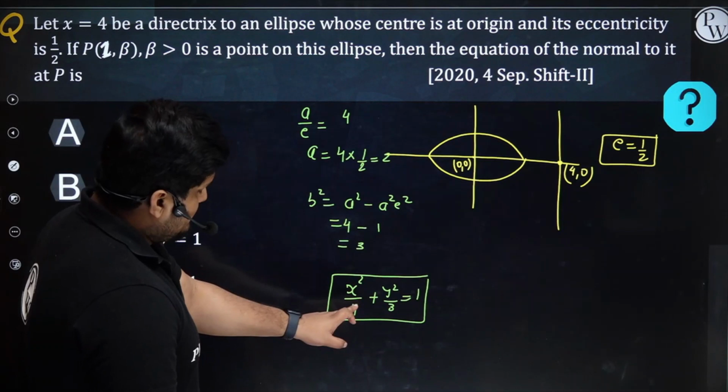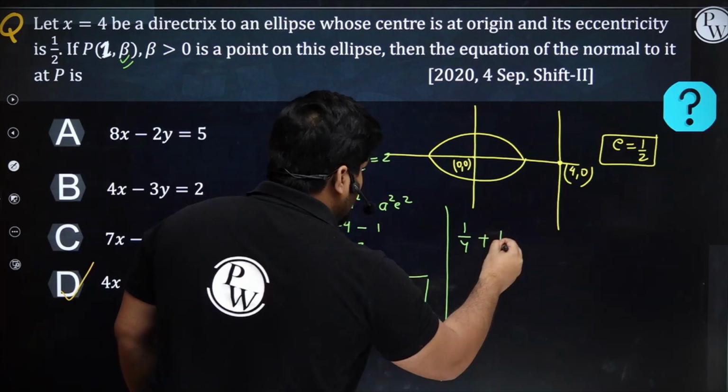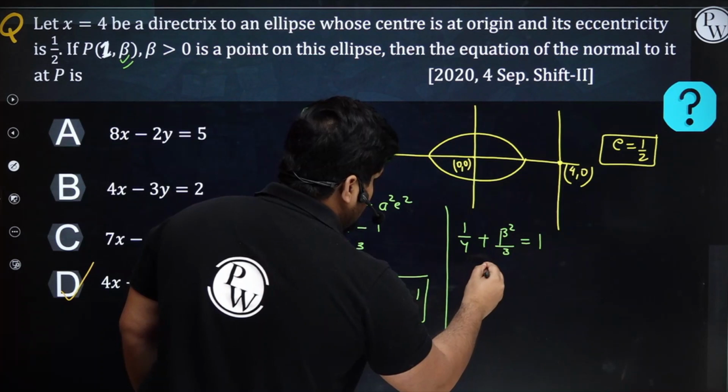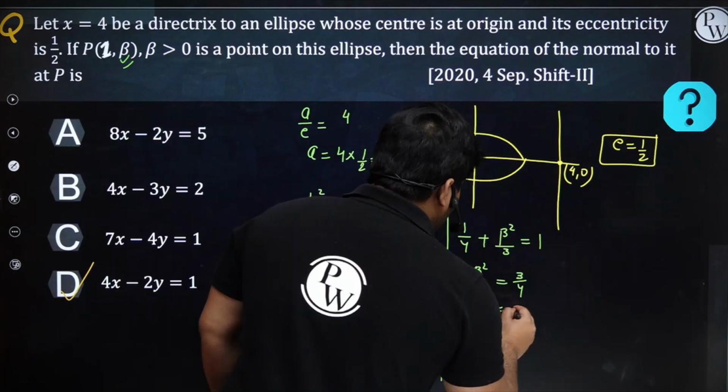Now we want this beta. The point 1 comma beta lies on this curve. So 1 upon 4 plus beta square by 3 is equal to 1. So beta square by 3 will be equal to 1 minus 1 by 4, which is 3 by 4. So beta is equal to 3 by 2 because we consider only the positive sign. So we got beta as 3 by 2.